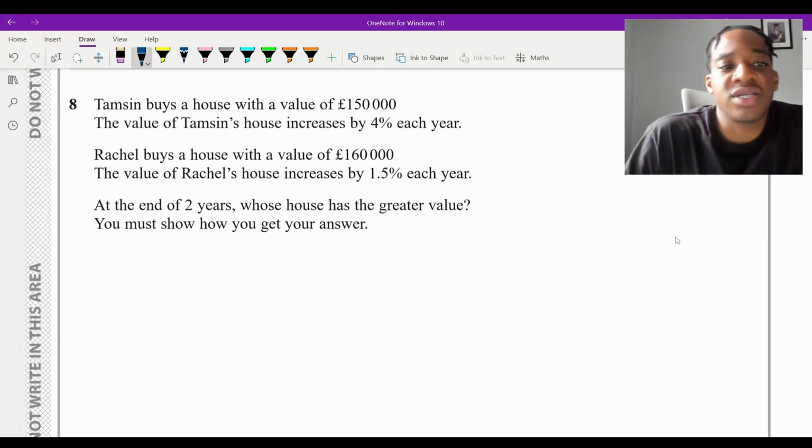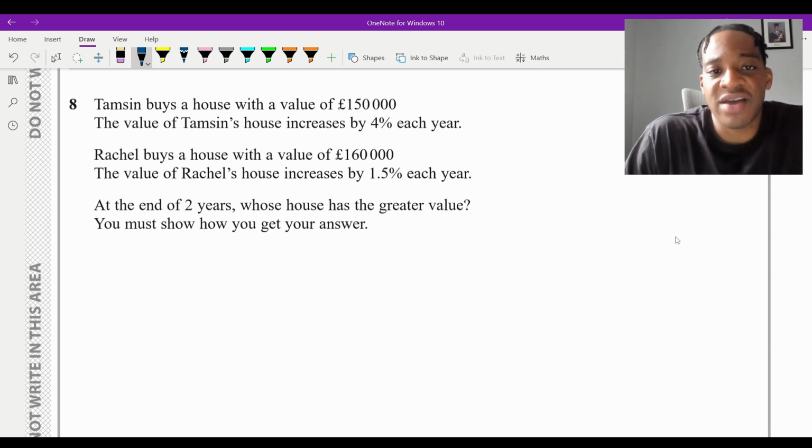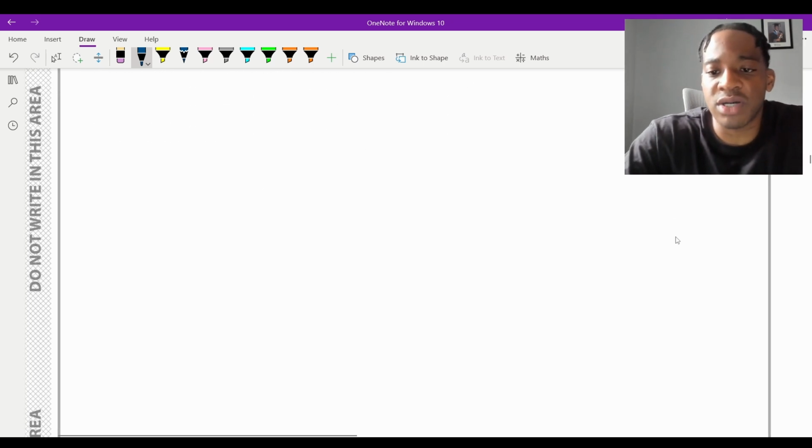Okay, so question 8 says Tamsin buys a house with a value of £150,000. The value of Tamsin's house increases by 4% each year. Rachel buys a house with a value of £160,000. The value of Rachel's house increases by 1.5% each year. At the end of 2 years, whose house had the greater value? You must show how you get your answer. And this is a 4 marks, I believe.